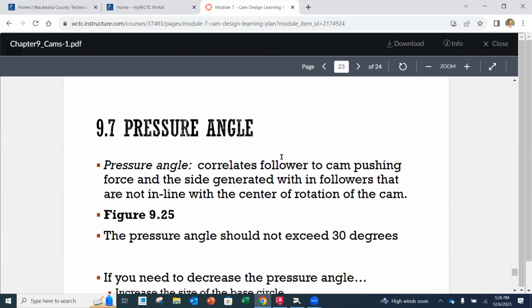Pressure angle. This is the very last subject that we have here. So pressure angle correlates the follower to the cam pushing force and the side force generated within followers.